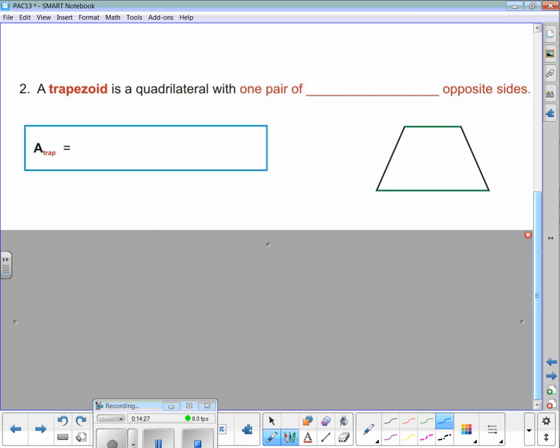So a trapezoid is a quadrilateral with one pair of parallel opposite sides. And you can see the green sides are parallel. That is a trapezoid. So a trapezoid is a quadrilateral with one pair of parallel opposite sides. Here is the formula. There's a couple different forms this can have.